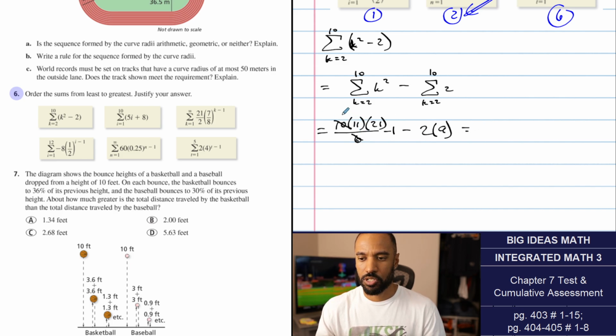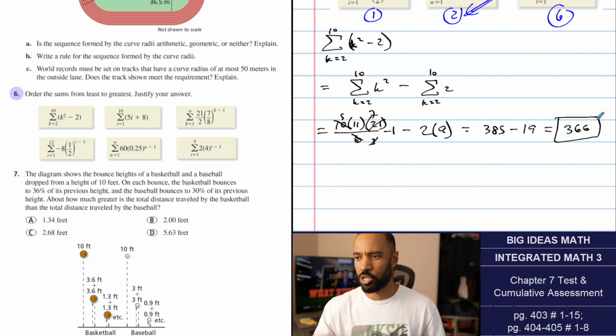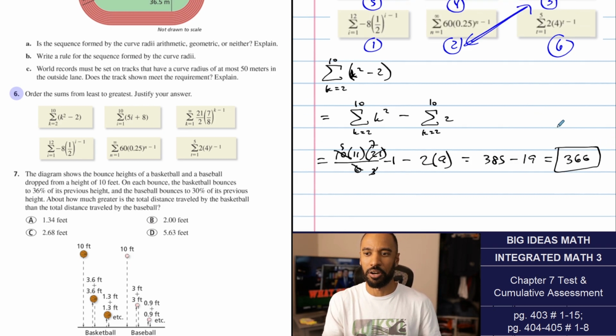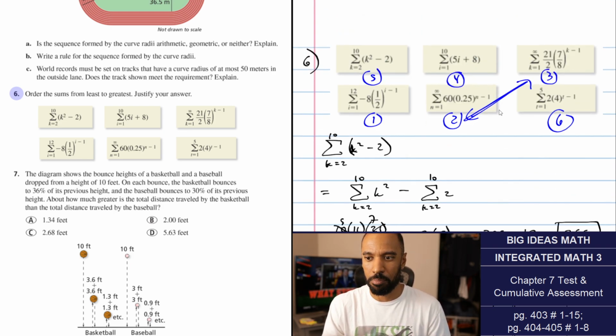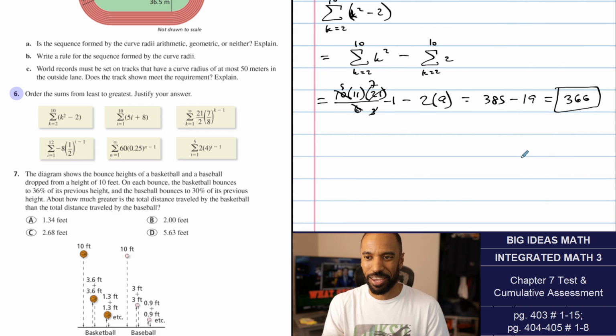So 10 over 6 is 5/3. 21 over 3 is 7. 5 times 7 is 35 times 11 is 385. There we go. 385 minus 19. And that's going to be 366. Oh, it's like 36, but with another 6 added. I should have known that. There we go. That seems a little bit bigger. I was going to say, I think the linear one's going to beat it. Oh, well. Okay, I got it.